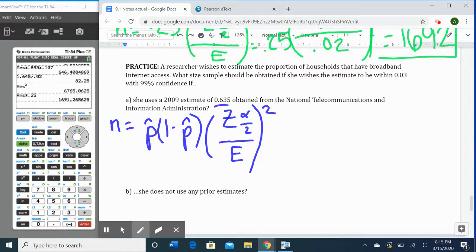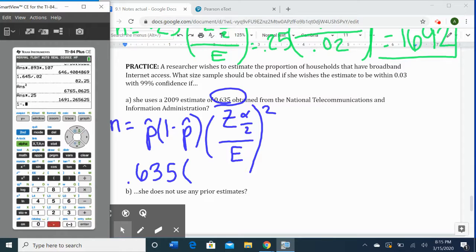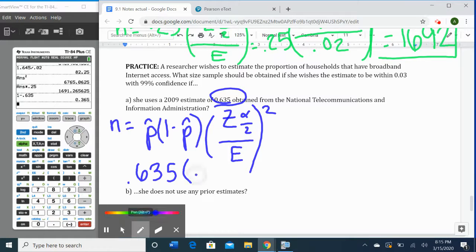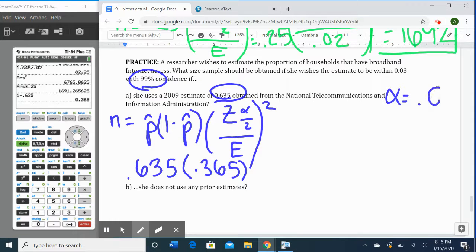So p hat is the previous estimate, which is 0.635. And then 1 minus p hat is 1 minus 0.635, which is 0.365. And then I need to find all this other information here. So let's see. I need to find alpha. Alpha is based on the confidence interval. So if it's a 99% confidence interval, then alpha is 0.01. And E is the margin of error, 0.03.